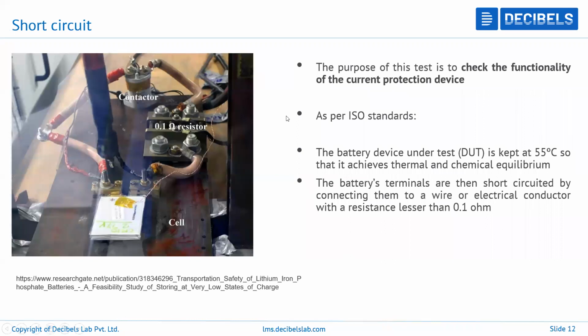Now we will look at the short circuit test. Your short circuit test is basically an electrical abuse test. The purpose of this test is majorly to check the functionality of the current protection device. All cells and all batteries have something called a current protection device, also called a current interrupt device.